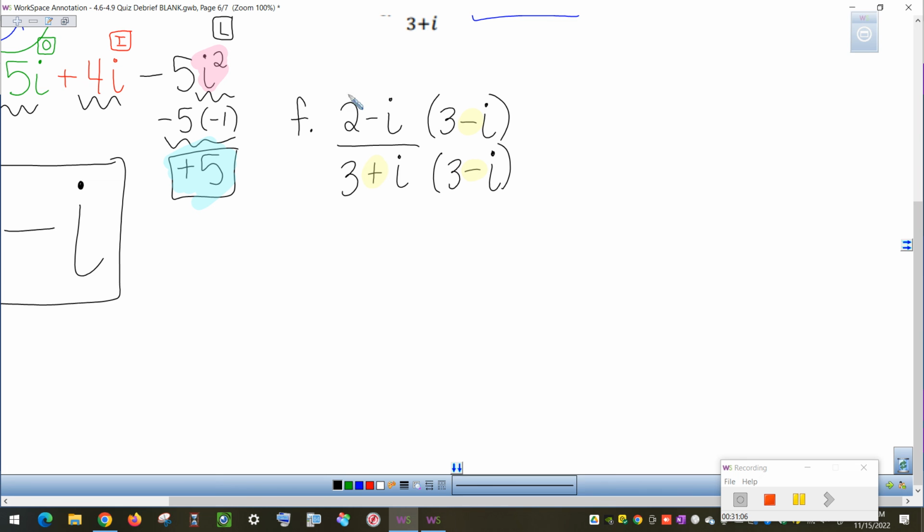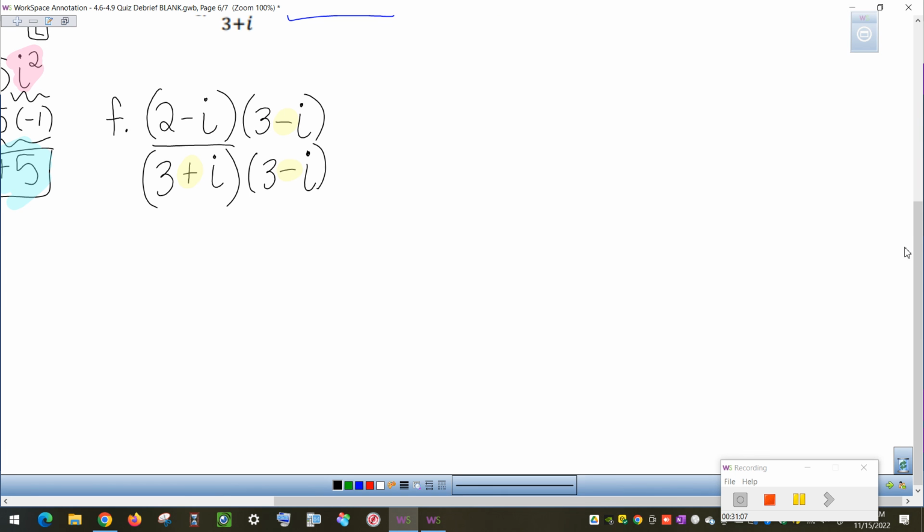Now, because we had 2 terms on the numerator, let's put parentheses around them. We also had 2 terms on the denominator, so we're going to put parentheses on the denominator. This is just 2 multiplication problems. We're going to FOIL across the numerator, and we're going to FOIL across the denominator. It doesn't matter the order you do this. I'm going to start on the top.